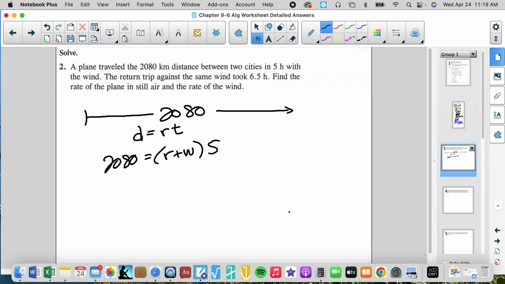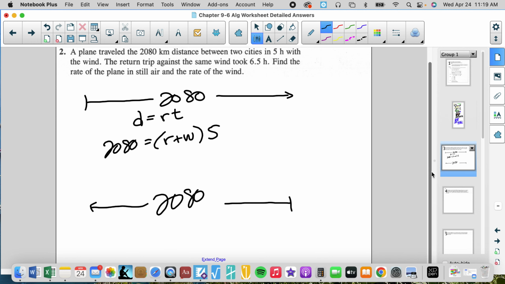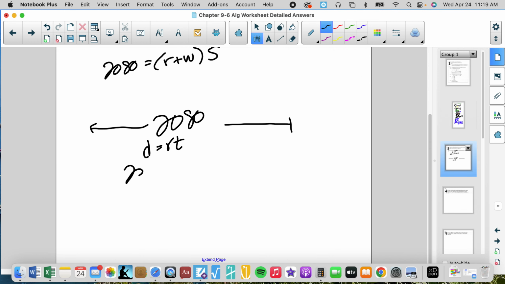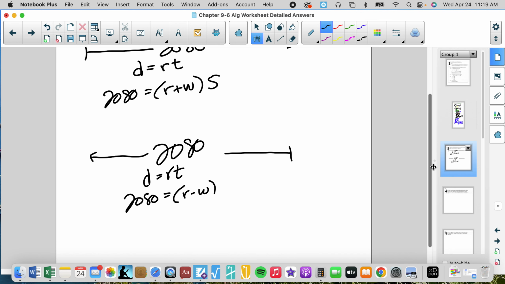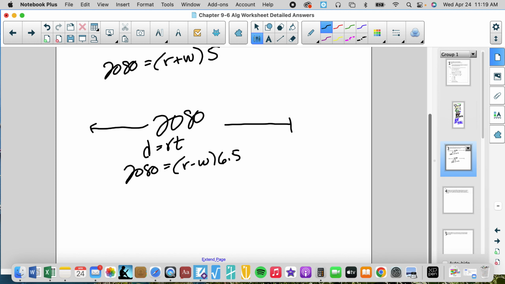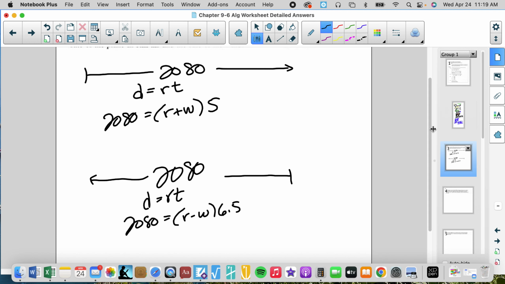And then going backwards, 2080 is going to be distance equals rate times time. We'll say the distance is 2080. This time it's rate minus W. It's going to slow it down, and that took 6.5 hours. So we'll do this other technique. We're going to divide. Let's divide by 5.